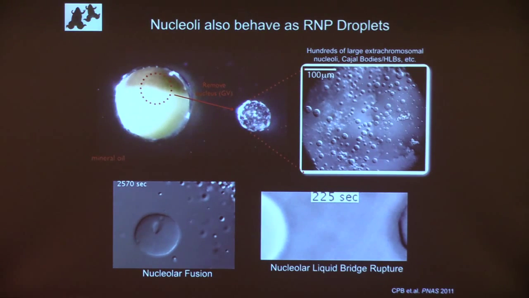And the size distribution was consistent with these slow coalescence events that happen as a function of time. And so it looks like maybe this idea is more general. These structures behave as liquids, condensed liquid phases of, in this case, the interior of the nucleus.